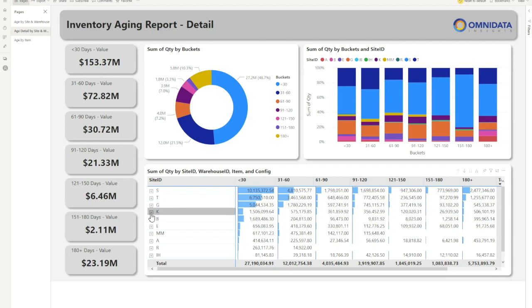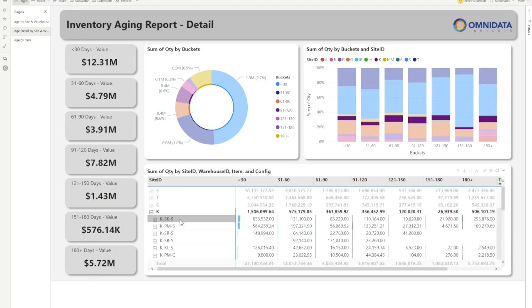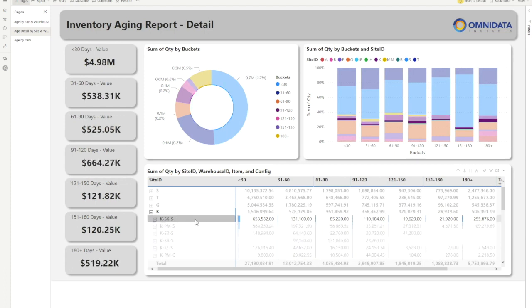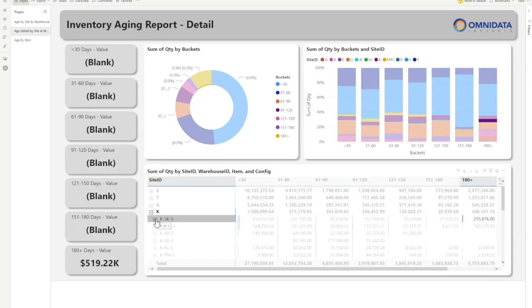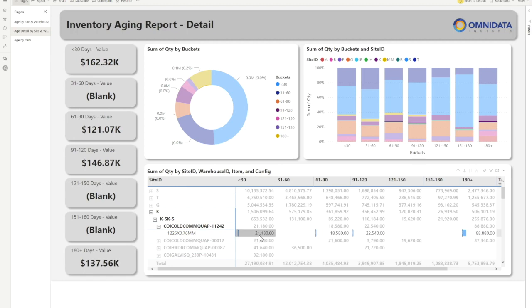Looking at site K, I can see that I have over $5.7 million in the 180 days plus bucket. Drilling into site K, I can see that I have warehouse KSKS with over 255,000 units in the 180 days bucket. Drilling down further, we can see that this item with this specific configuration has over 88K units in the 180 days bucket. Why were an additional 21,000 ordered and received while we still had a total of around 130,000 units tying up working capital in the same warehouse?